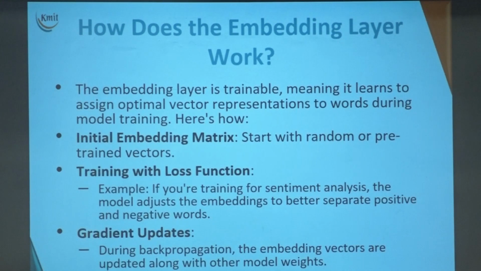Now, as I told, the embedding layer is also trainable, meaning it learns to assign optimal vector representations to words during model training. Try to understand what this embedding layer is. The embedding layer is also a kind of neural network. Even if you are taking a pre-trained embedding network into your model, it is also a trainable neural network.